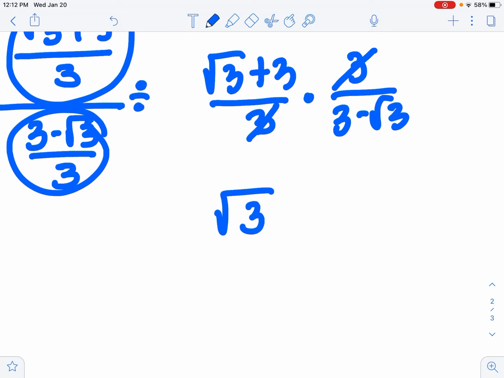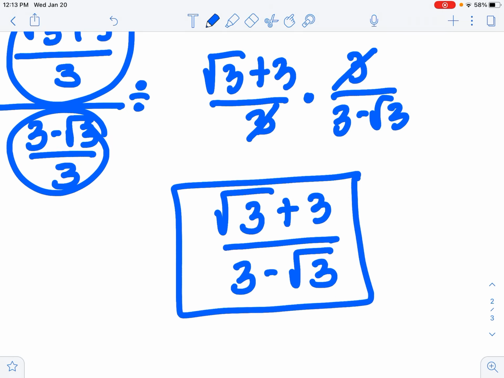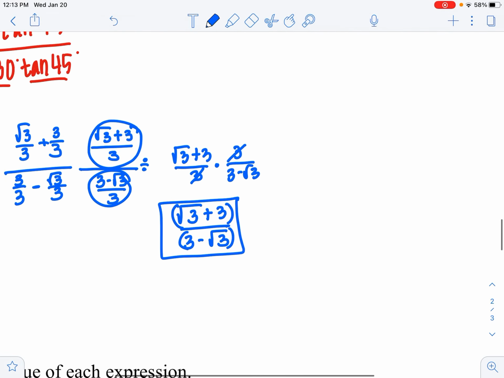The factor of 3 cancels here, and my final answer is root 3 plus 3 over 3 minus root 3, which is not simplifiable. Well, it is, but we're going to leave it like that. But nothing cancels is what I should say, because this is a factor, this is a factor.